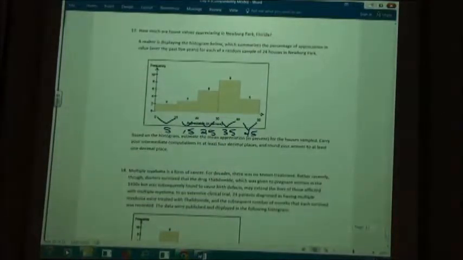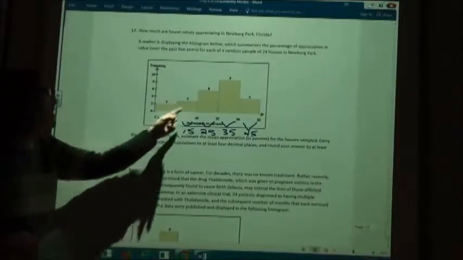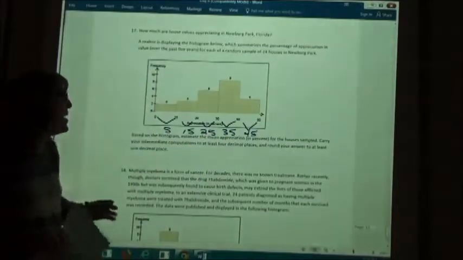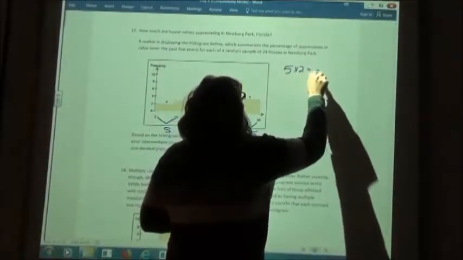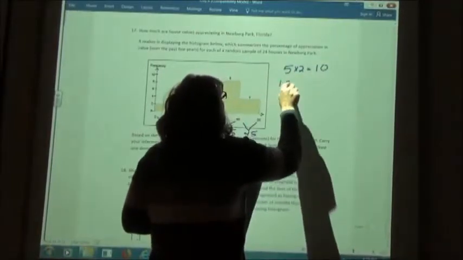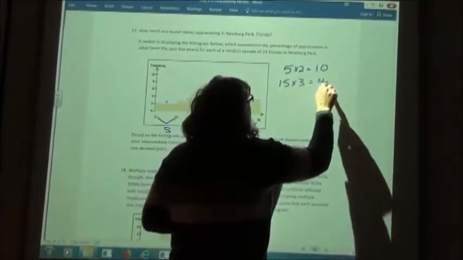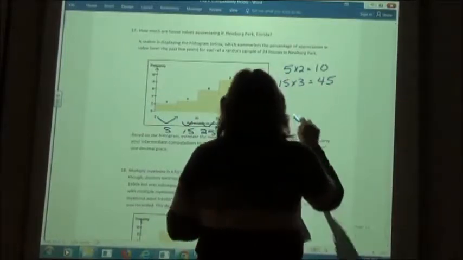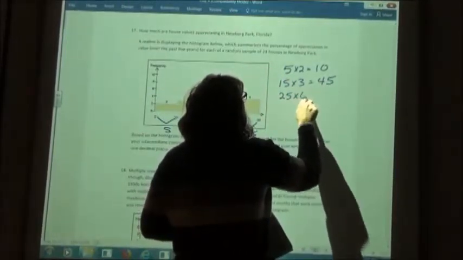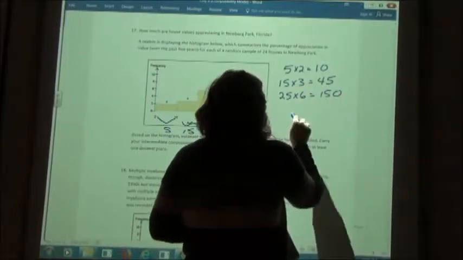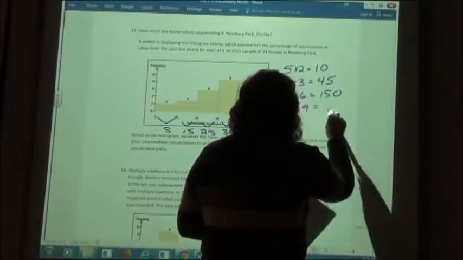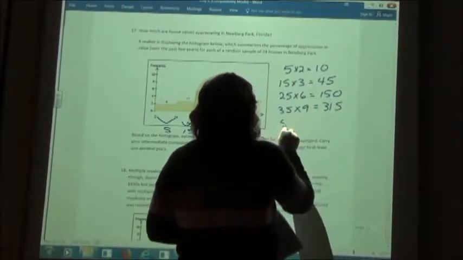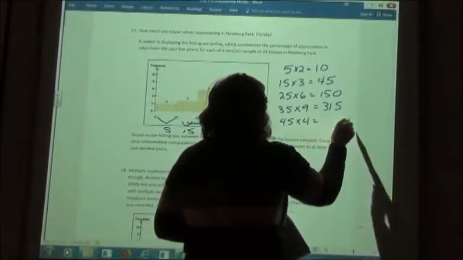We are then going to multiply those values by the numbers on the top of our bars, so nice to mark for us so that we don't have to try to line it up straight. So first of all, we have 5 times 2, which we know is 10. Then 15 times 3, 45. Then 25 times 6, 150. And then 35 times 9, 315. And last we have 45 times 4, 180.